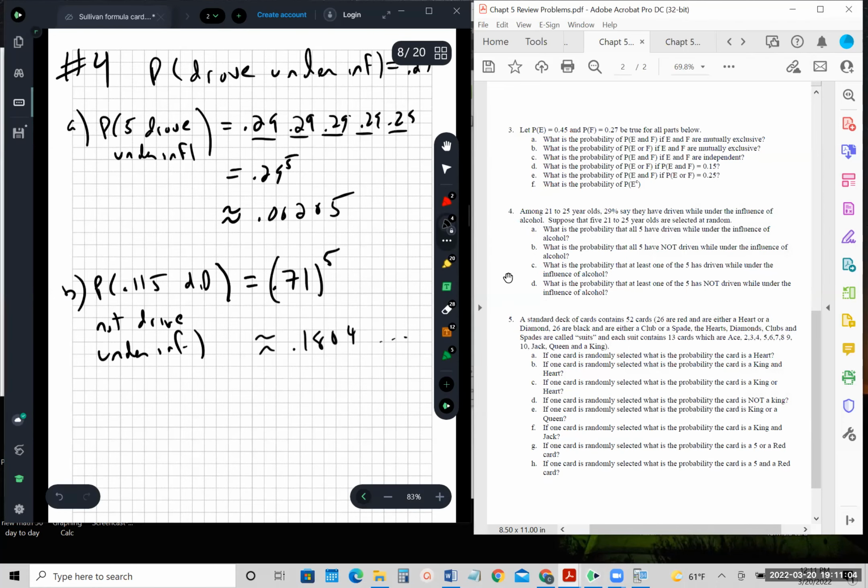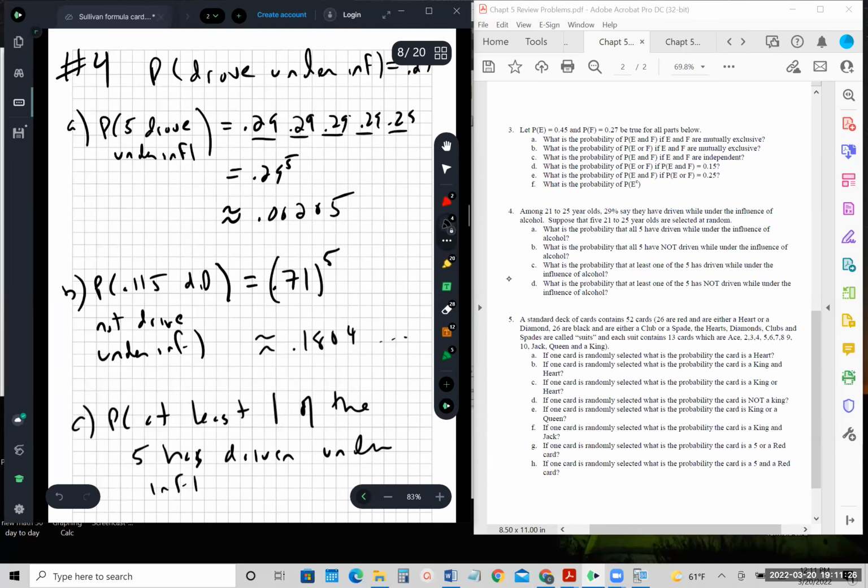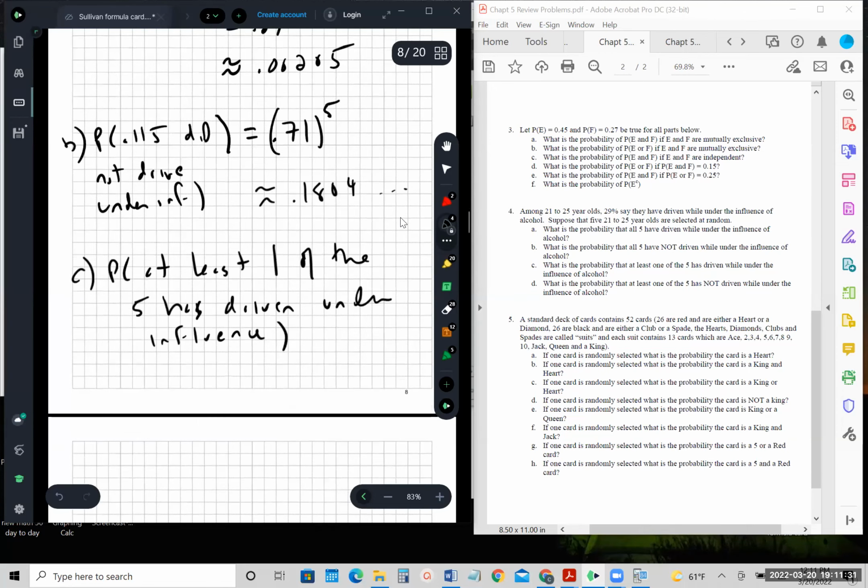And then C would be, what is the probability at least one of them has driven under the influence? So the probability at least one of the 5 has driven under influence. So that would include all the crazy combinations of them driving it, or you could say 1 minus the probability none have driven under influence.